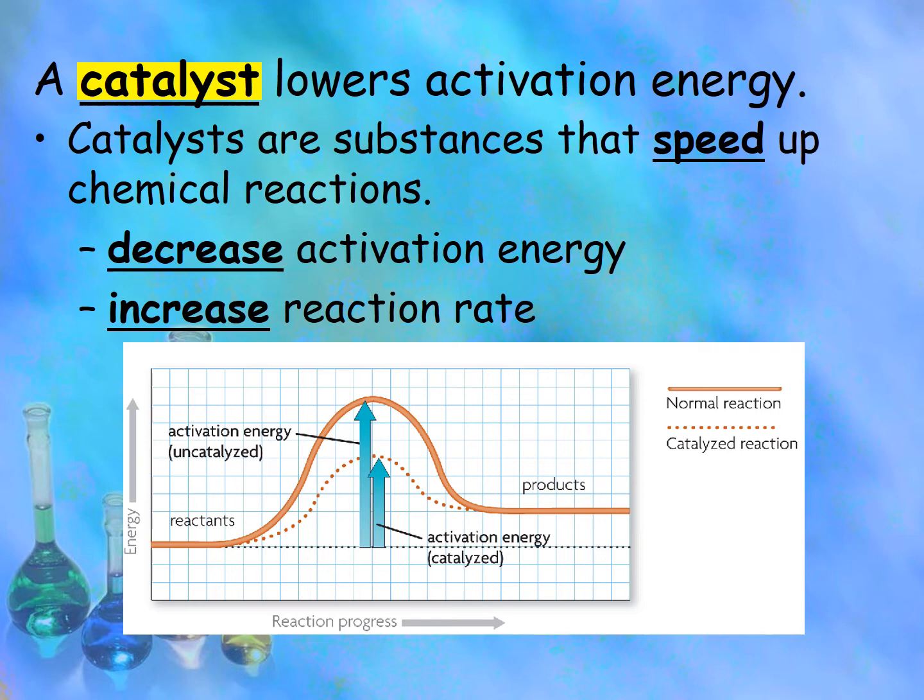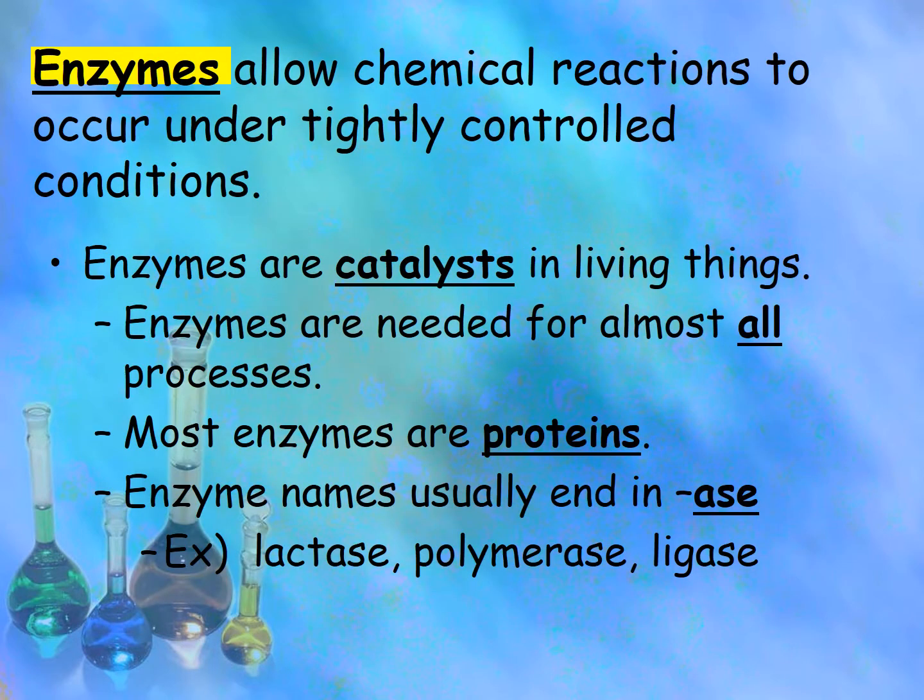So here you can see the solid orange line is what the regular activation energy would be, and then the dotted line is what it is for a reaction that has a catalyst added to it. So it makes it easier for this reaction to occur. Enzymes are types of catalysts. Enzymes are biological catalysts. Enzymes are catalysts that are going to be found inside our bodies, and they allow chemical reactions to occur under very controlled conditions.